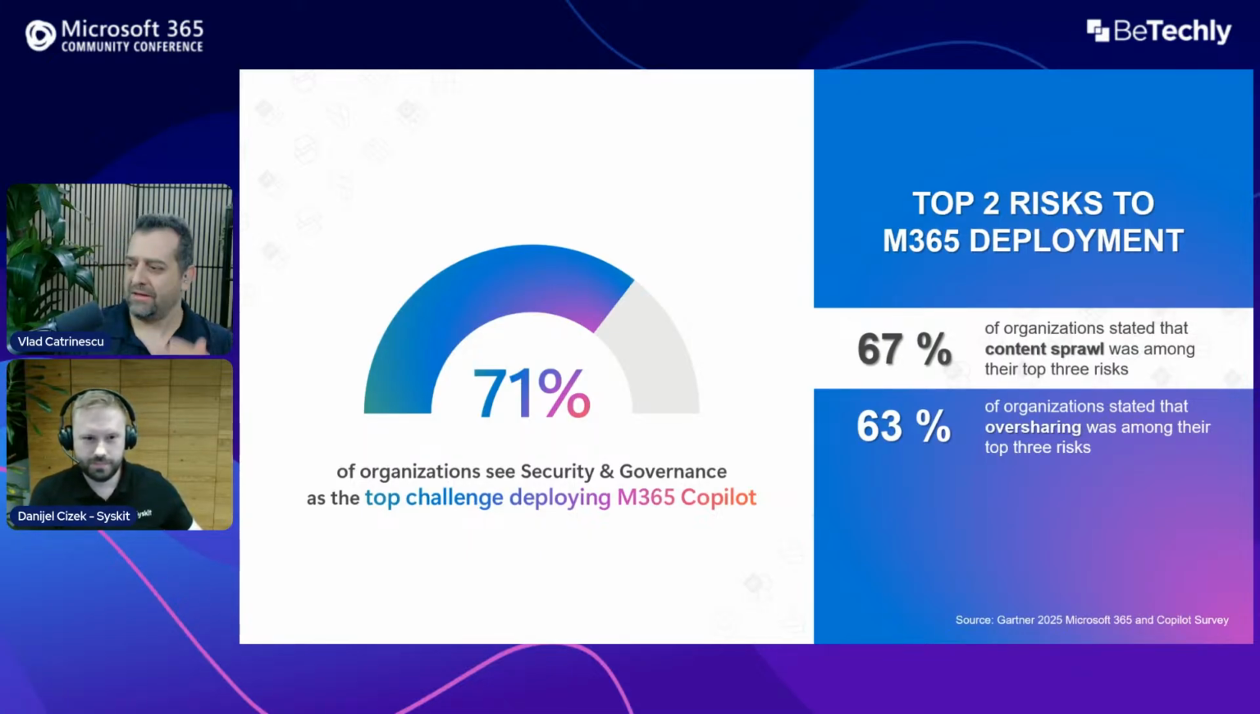I feel like even if it's a lower percentage here, when you look at what people talk about online when it comes to Copilot readiness, I feel like 98% of people talk about oversharing and only 2% of people talk about content sprawl. But it's actually a bigger problem.